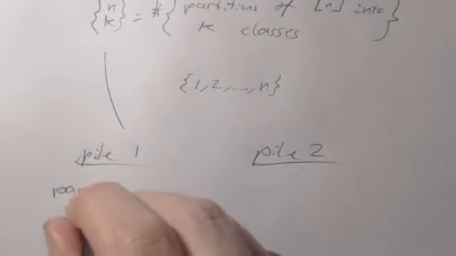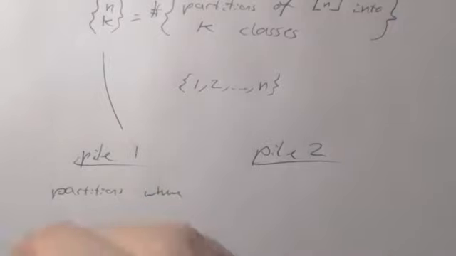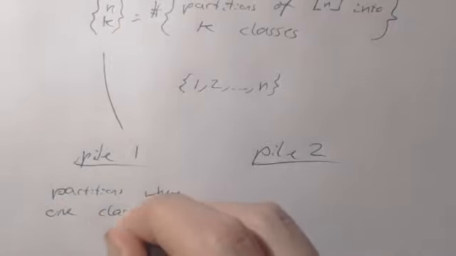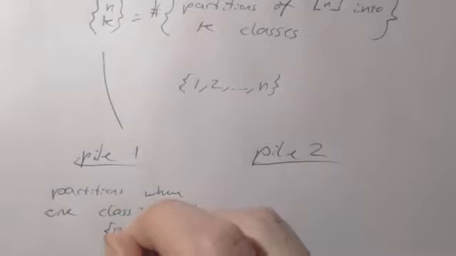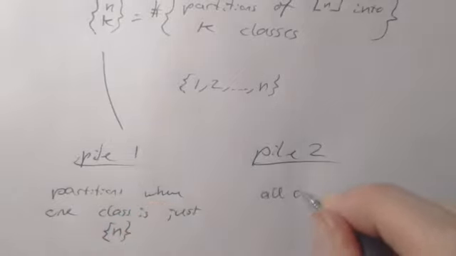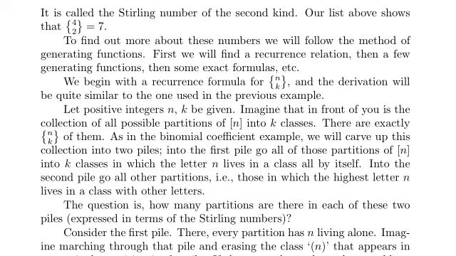So partitions where one class is just n by itself and all others. The question is, how many partitions are there in each of these two piles, expressed in terms of the Stirling numbers? Well, let's see if I can make any progress with this without reading ahead.